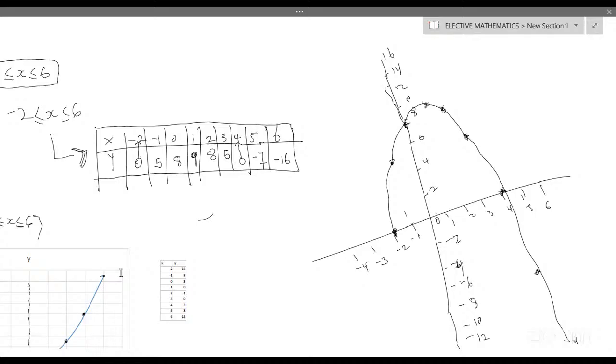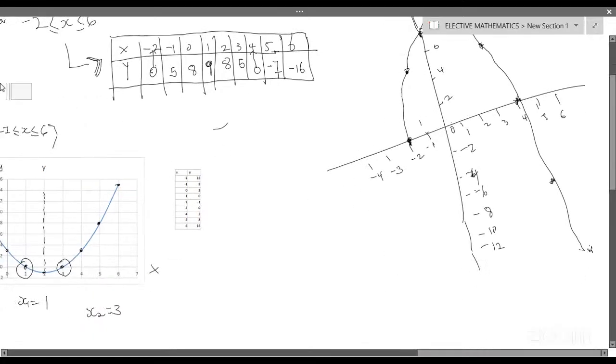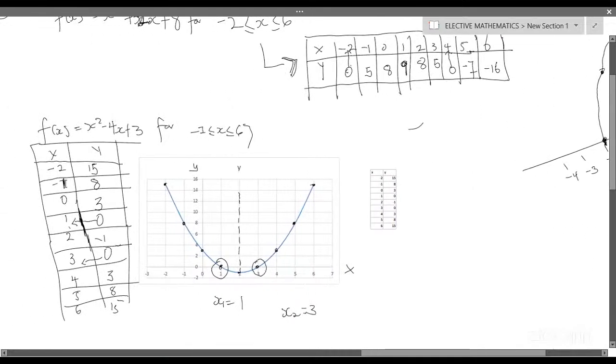I hope this is good for you. I hope you don't have any challenge. Probably the only challenge you have is your network.